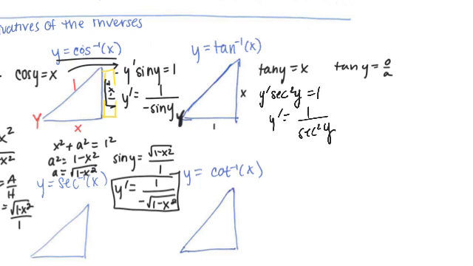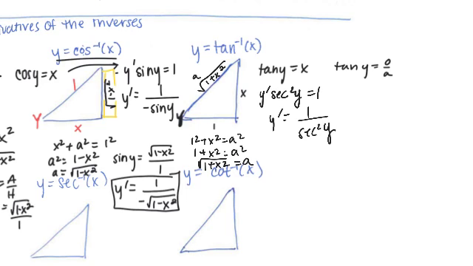So I'm going to call this a. So 1 squared plus x squared equals a squared. 1 plus x squared equals a squared. So the square root of 1 plus x squared equals a. So this side is the square root of 1 plus x squared.